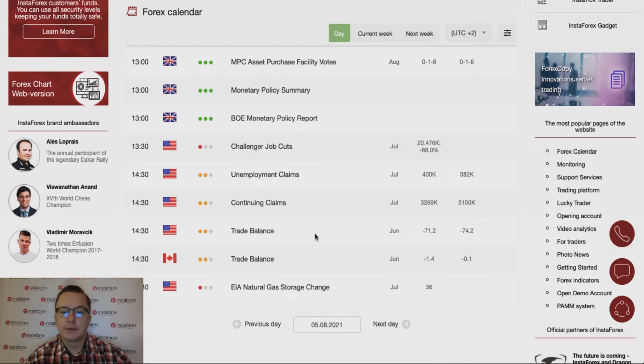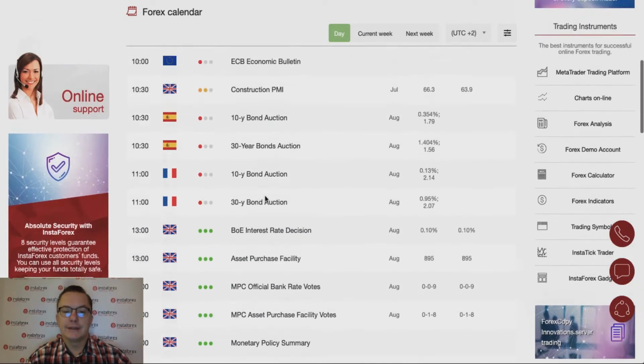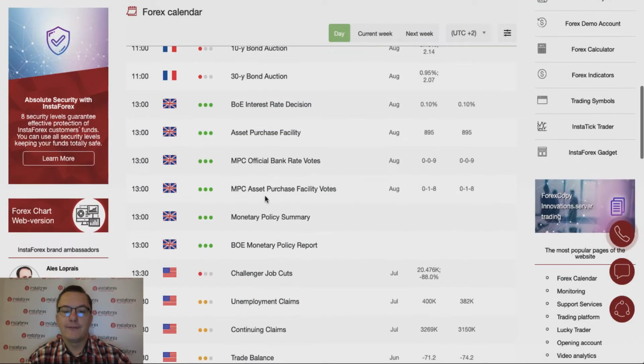At 2:30 during the London session, we got unemployment claims and continuing claims. Please notice that recently this data was not as good as market participants expected it to be. So please keep an eye on this data as well. And of course, we got the trade balance from the US and the trade balance from Canada scheduled for release at the same time. So let's focus on the British pound today.